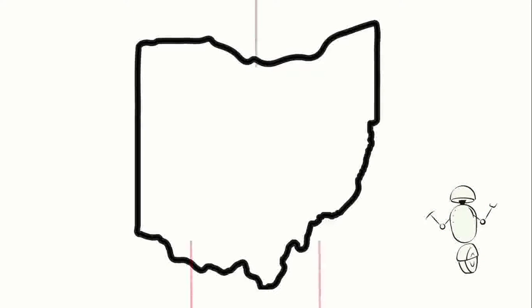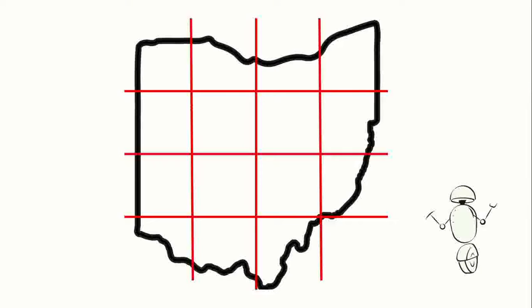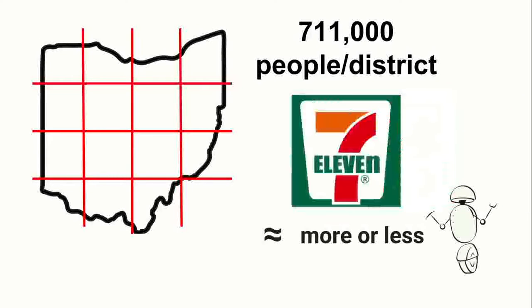You might ask yourself, why not just divide states into equal parts? That's because every district needs to have equal amounts of people, not land. And that amount is 711,000 people. That number will change a little after the next census.